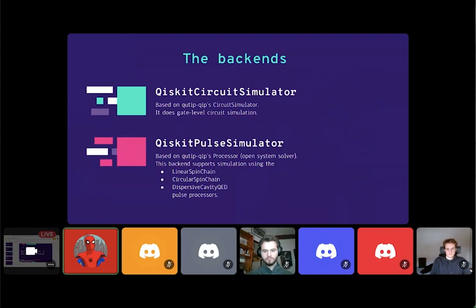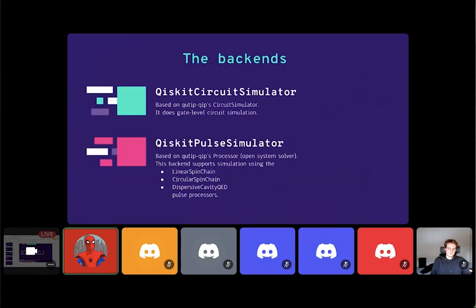So the final usable thing was two backends. One was the Qiskit circuit simulator, which is based on QuTiP-QiP's gate level circuit simulator, and the other one was the pulse simulator, which took a circuit from Qiskit, converted it into a QuTiP circuit, and then simulated it on QuTiP-QiP's processor models. The special part of that is that it supports noise. In this backend, these three processor models were supported.